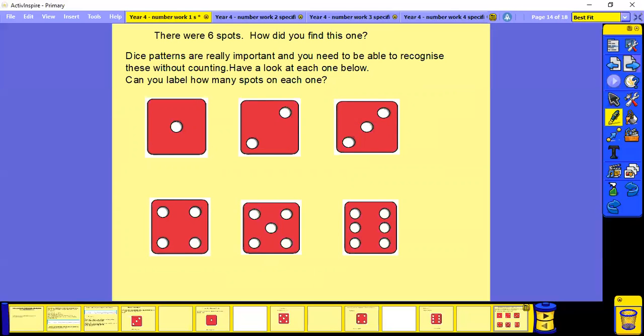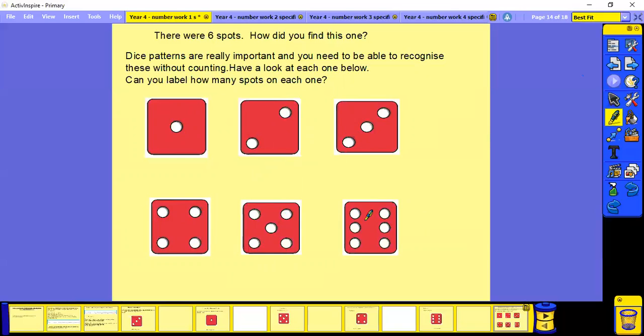Which of all of those dice that you've just looked at were the easiest to remember with just a quick look, and which were the hardest? And I imagine that number 5 and number 6 were the ones that were harder to recognise. Dice patterns are really important. And you do need to be able to recognise these up to the number 6. They're used in lots of different things like dominoes.